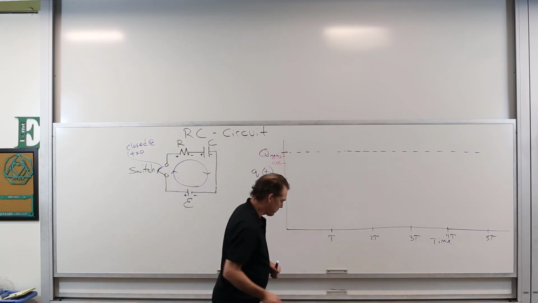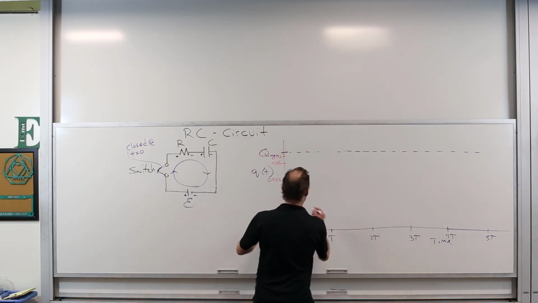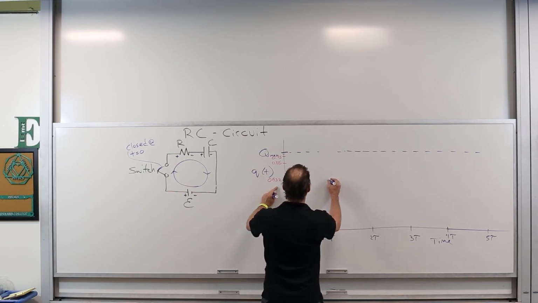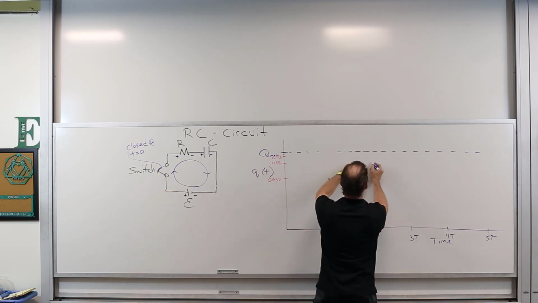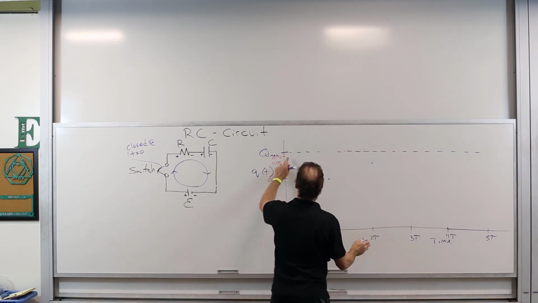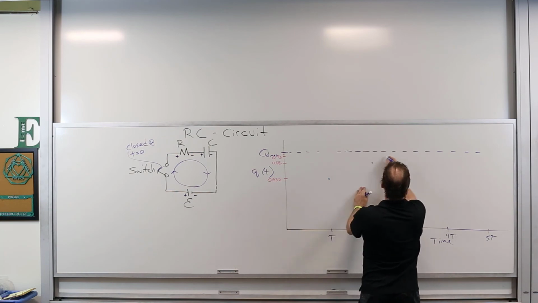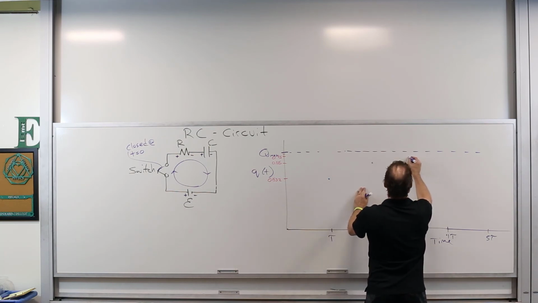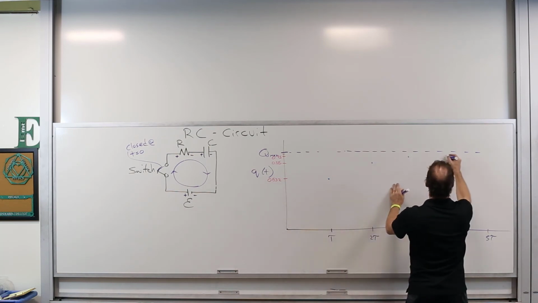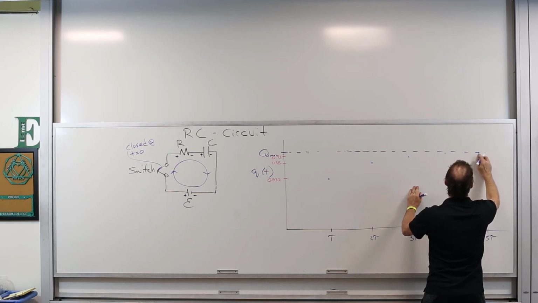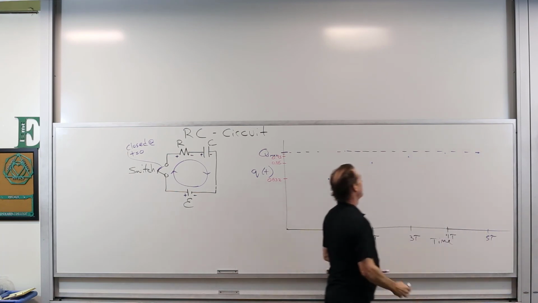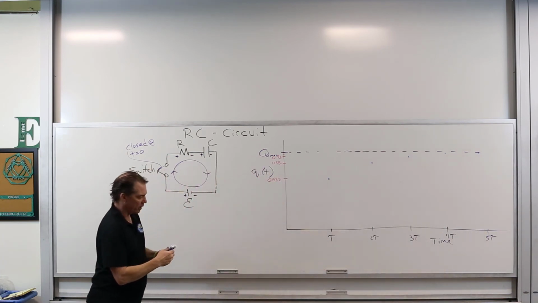So let's just mark off some locations here. We've got at 1 tau, we're at 63.2%. 2 tau, we are at 86.5%. 3 tau, up here. 4 tau, we're even closer, really close. 5 tau, we're basically there in terms of this graph. This is what we've got going on.